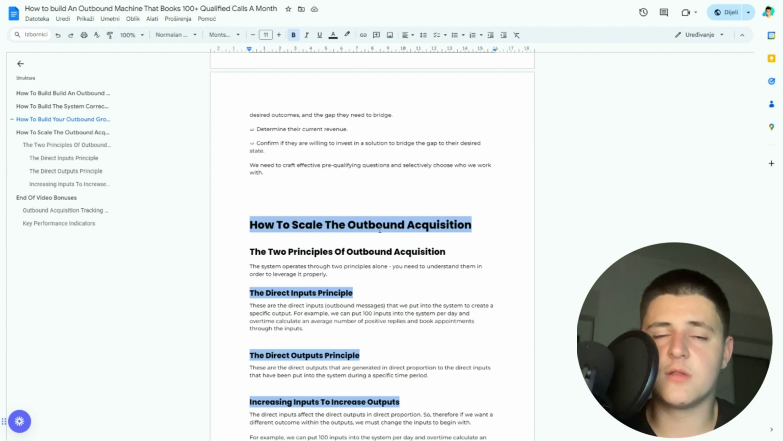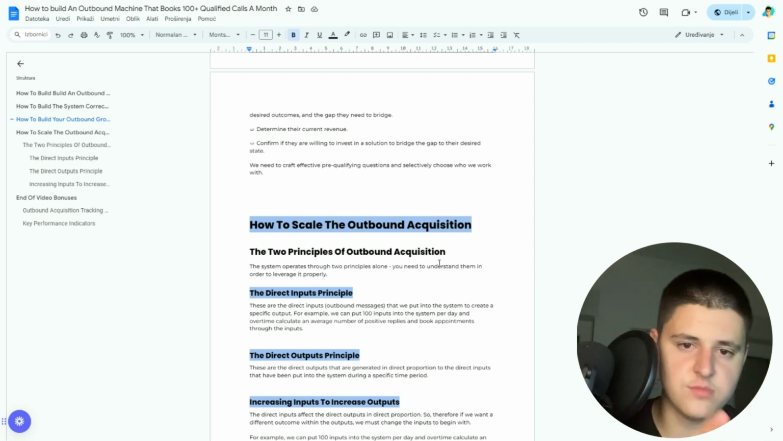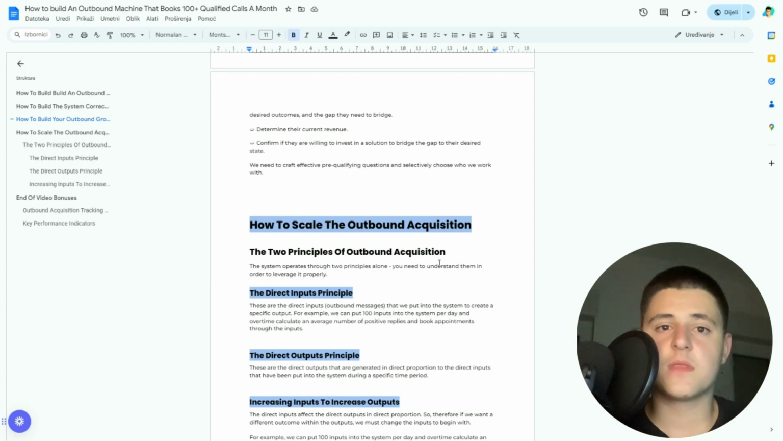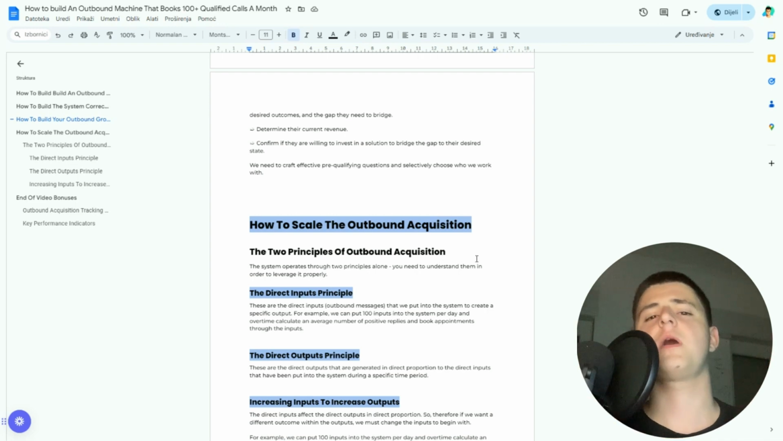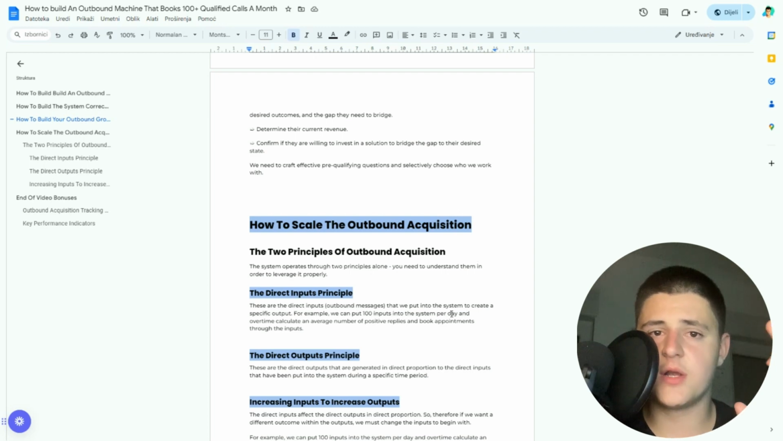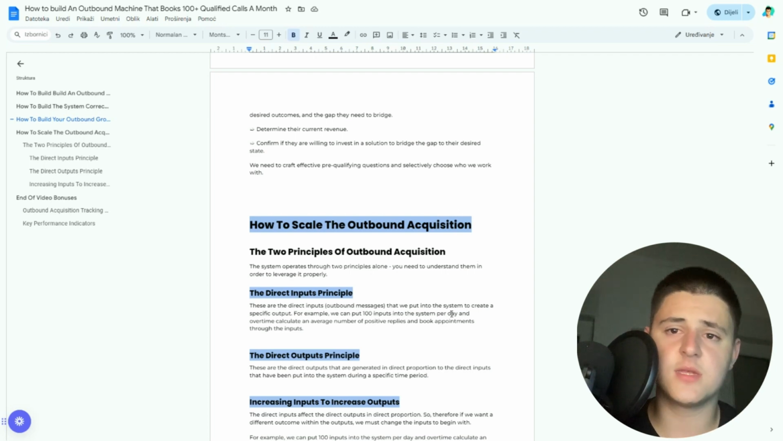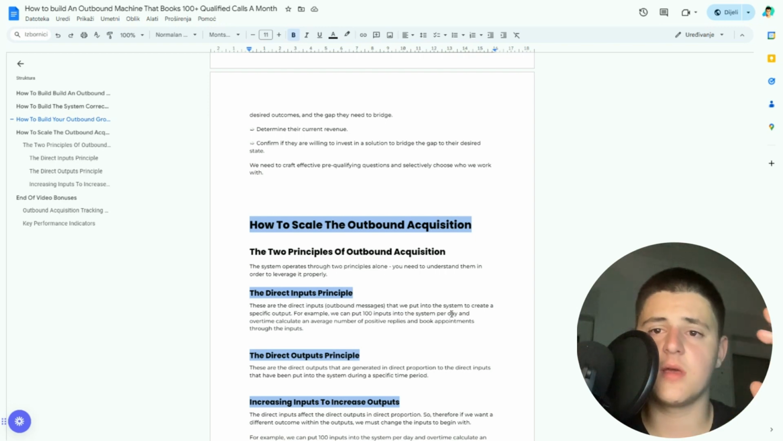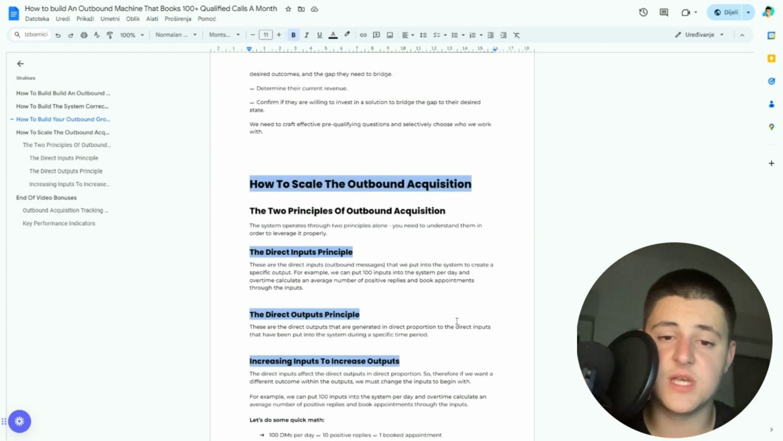These are the direct inputs or outbound messages that we put in the system to create the specific output. For example, we can put 100 inputs into the system per day and over time calculate an average number of positive replies we get and booked appointments through that we put in the system. And we have the direct outputs principle. These are the direct outputs that are generated in direct proportion to the direct inputs that we have to put in the system during a specific time period.